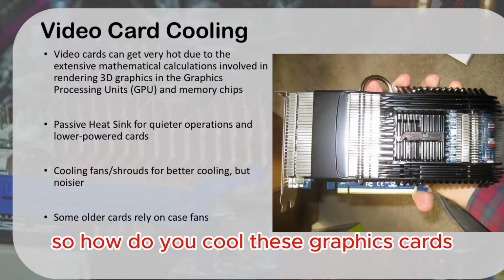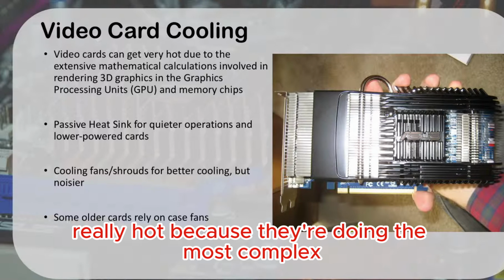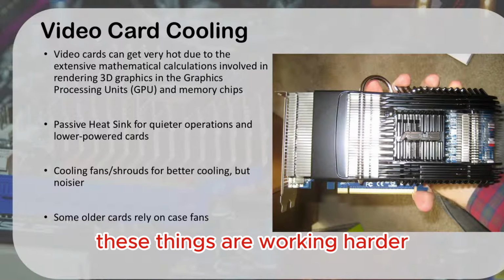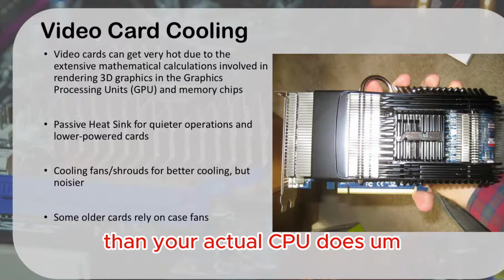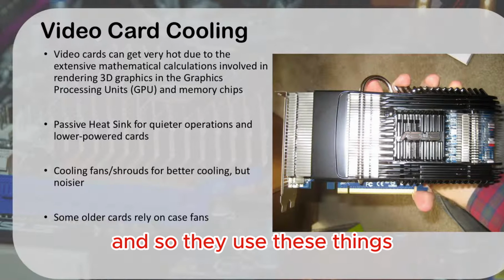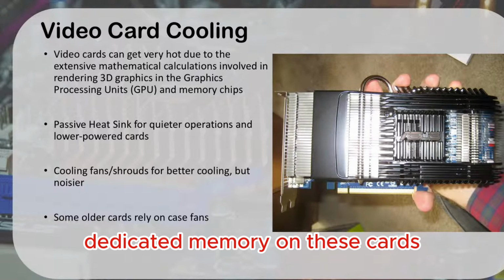So how do you cool these graphics cards? Well, these cards will get really, really hot because they're doing the most complex mathematical problems that the computer is doing. These things are working harder than your actual CPU does. It's involved in doing all the 3D graphics rendering. And so they use these things called a graphics processing unit. And they even have their own dedicated memory on these cards as well.